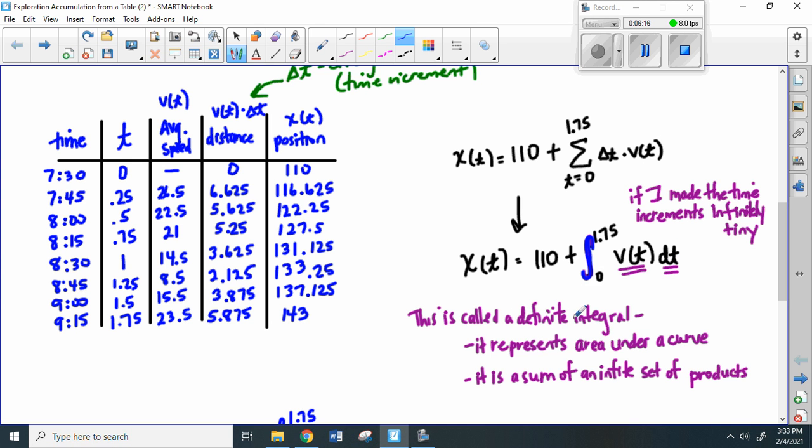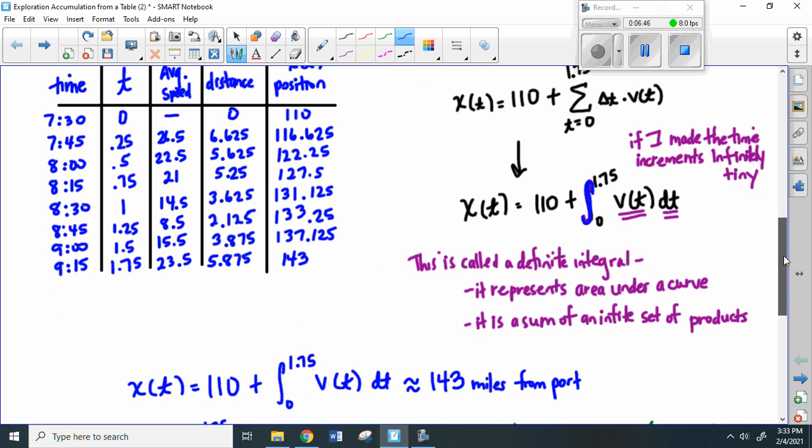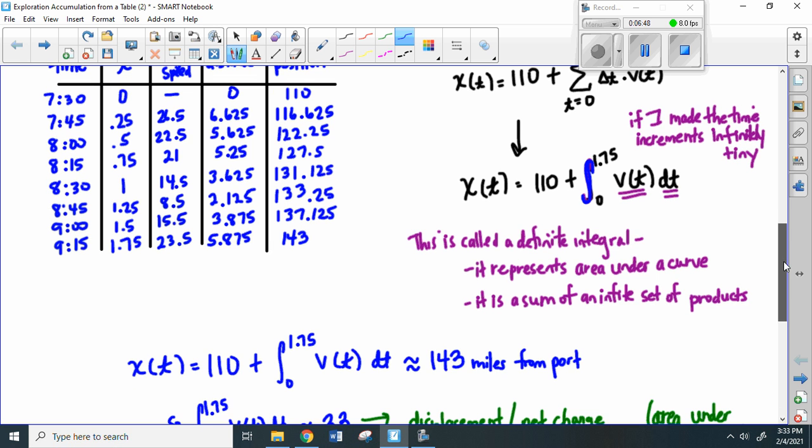All right, so again, we call that a definite integral. And actually what it gives us is, instead of an approximation of the area, the exact area under a curve. It's really just the sum of an infinite set of products. So it is a sum, but it's an infinite set as opposed to just a few particular increments of time.